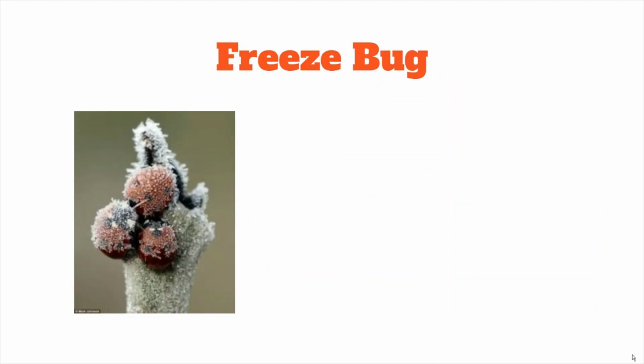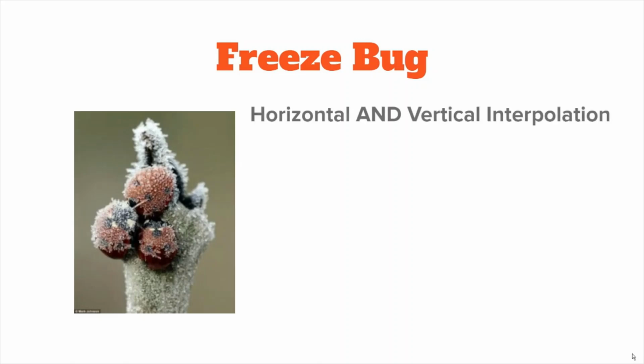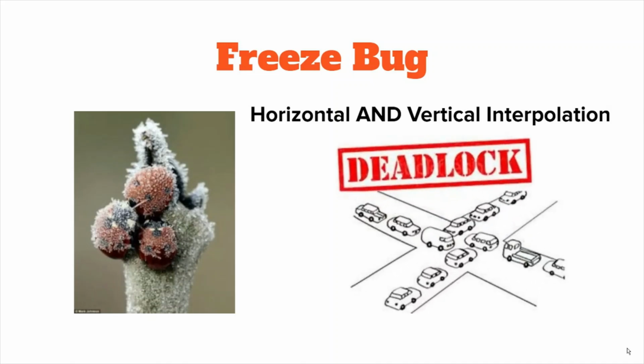Another one of our tasks was to solve a freeze bug. This unfortunate bug happened when both the horizontal and vertical interpolation flags were active. In that case, the program would encounter a deadlock and would thus never terminate. We managed to locate the error.